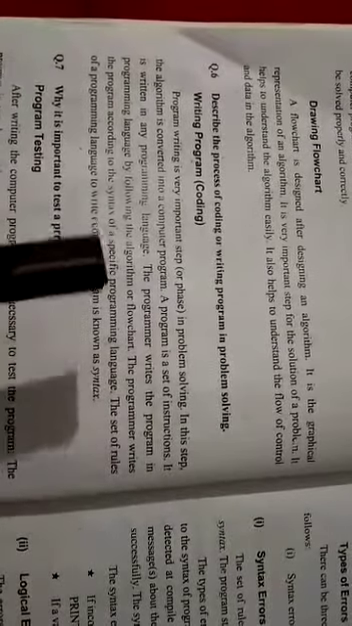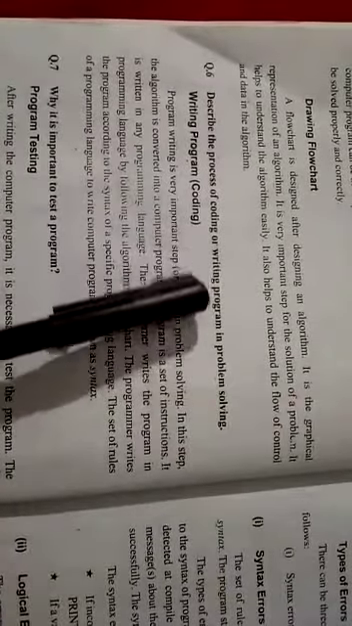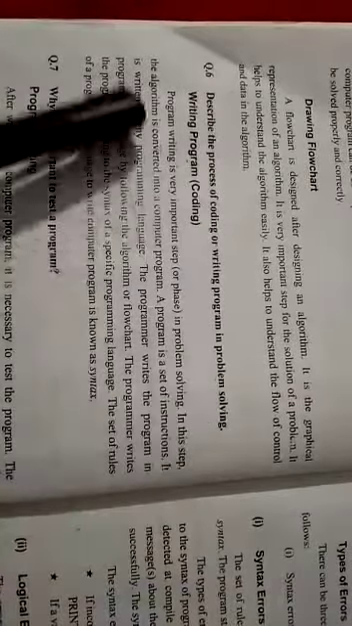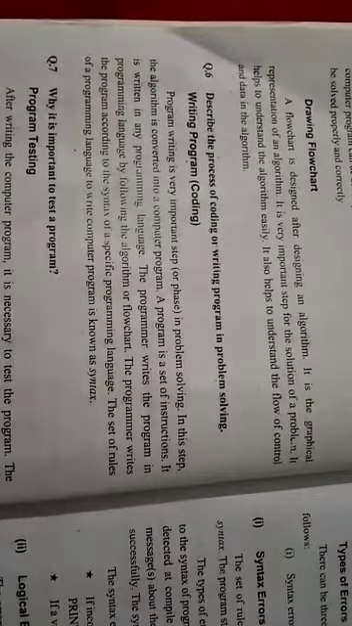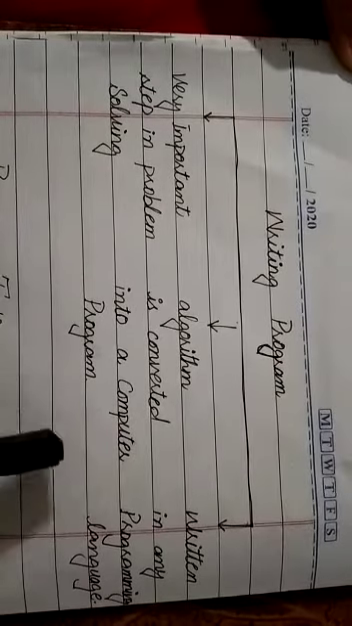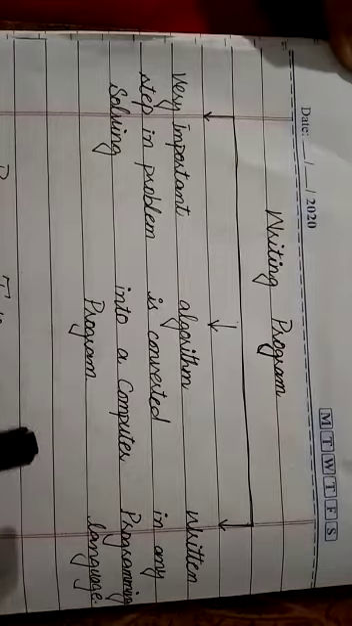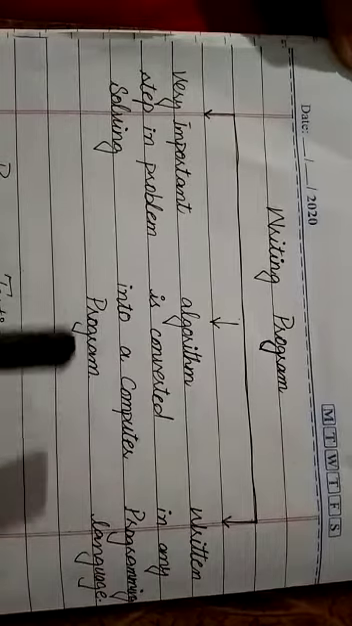And after drawing the algorithm and flowchart, what we do, we will discuss in our question number 6, that is describe the process of coding or writing program in problem solving. Writing program is a very important step in problem solving, and in this process algorithm is converted into a computer program. For example, we have drawn an algorithm for the solution of the problem. We have written steps in that algorithm, and we will convert the algorithm into a computer program.